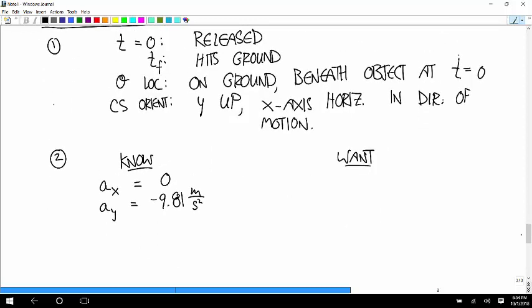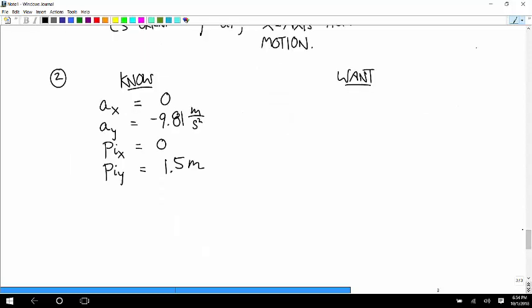The initial position, we know that, we just talked about that. So pix is 0, piy is positive 1.5 meters. Do we know anything about the final position? Yeah, so we know one thing about it. We know that the y position is going to be 0. So pfy is 0. We don't know the x position. We don't know how far it goes horizontally, but that's what we're looking for. So down here, pfx is what we're trying to find.